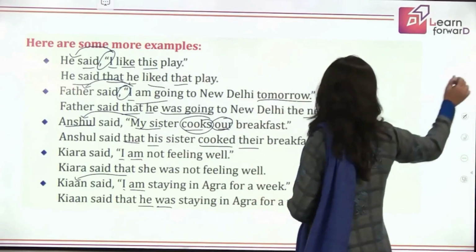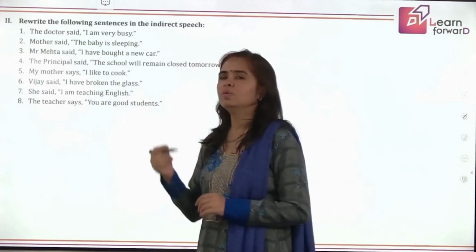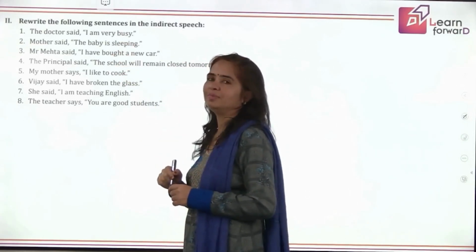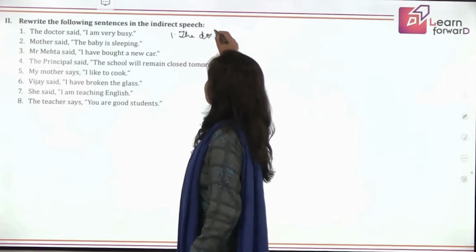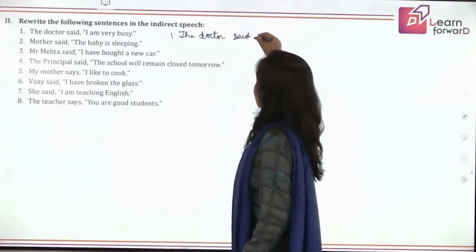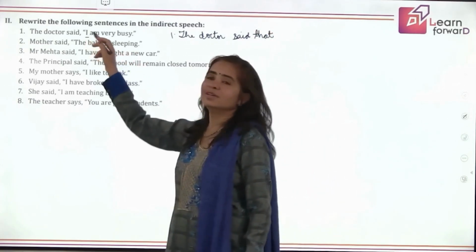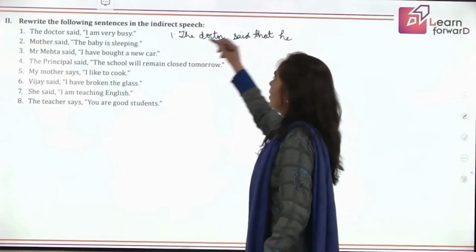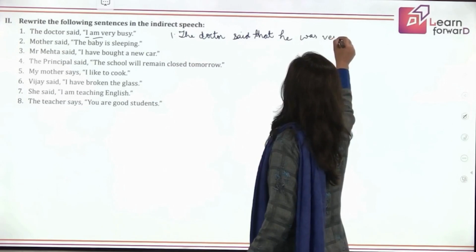Okay, then let us see. We have an exercise here to check how much you have understood. Now you will say them yourselves. Come on, let's start with the first one. The doctor said, I'm very busy. Let us say, yes, the doctor said, because there is no object. Very good. Yes, the conjunction that. Then I changes to third person. That will become he. Present tense changes to past tense, was. He was very busy.